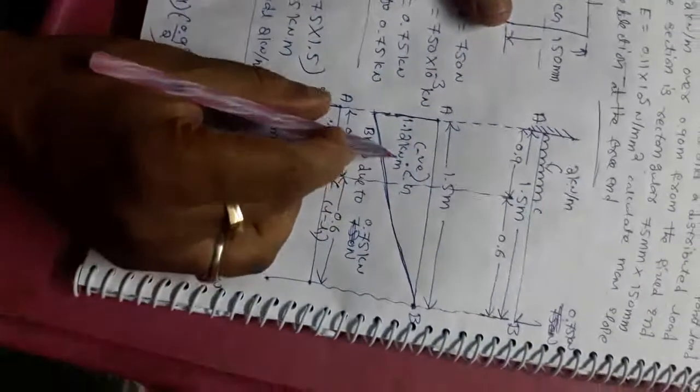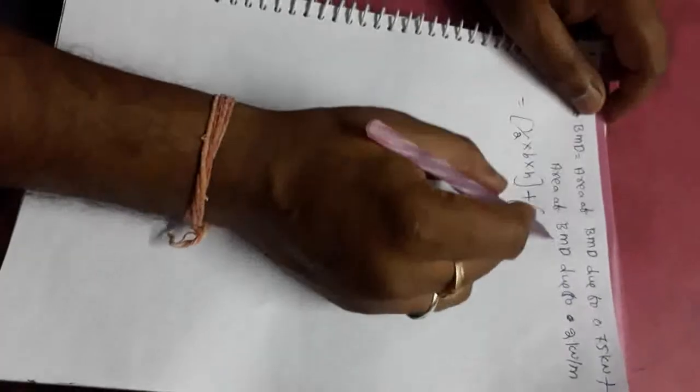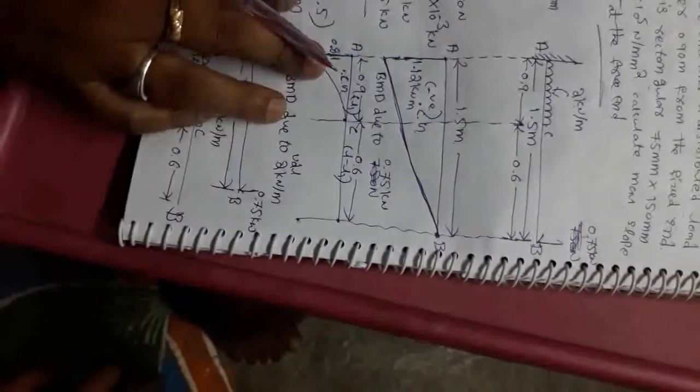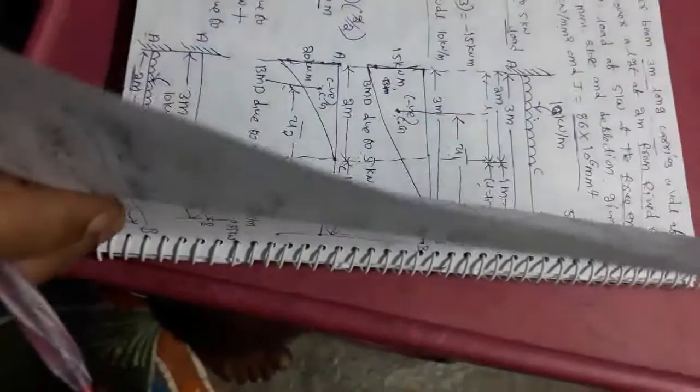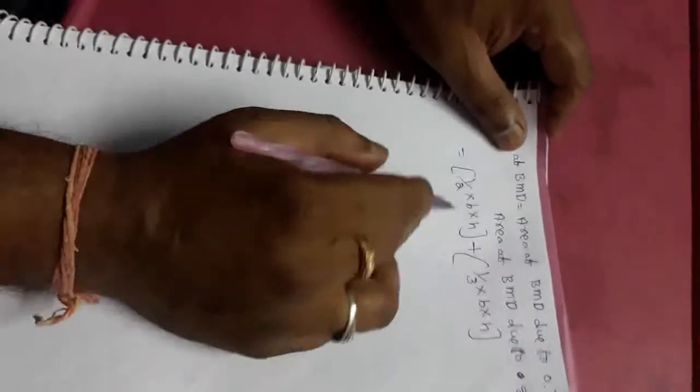This diagram looks like a triangle, and the triangle area formula is half into B into H. Plus the area of BMD due to 2 kilonewton per meter. This diagram looks like a parabolic shape, and the parabolic shape formula is 1 by 3 into base into height. So this is the formula for parabolic shape and this is the formula for triangle.